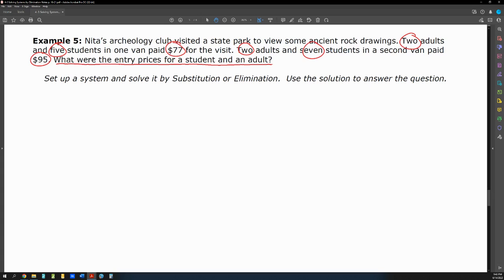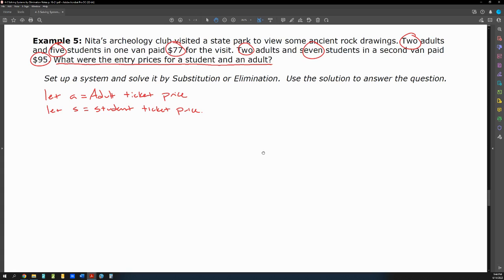So to set up the system, again, first we want to define our variables. Let A be the adult ticket price, and let S be the student ticket price. The reason we choose these to be our variables is because that's what we're looking for: the entry prices, the ticket price, for both a student and an adult.